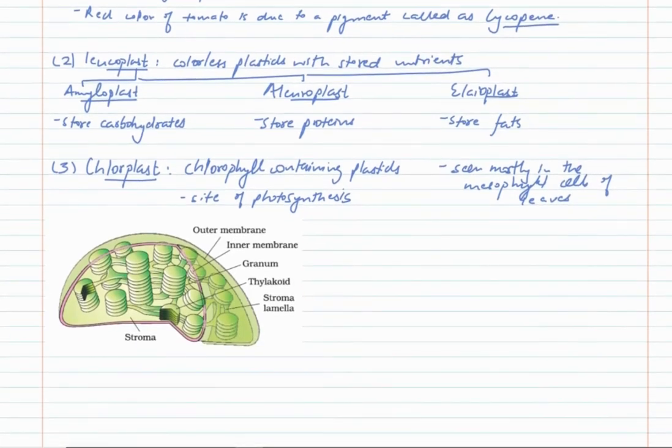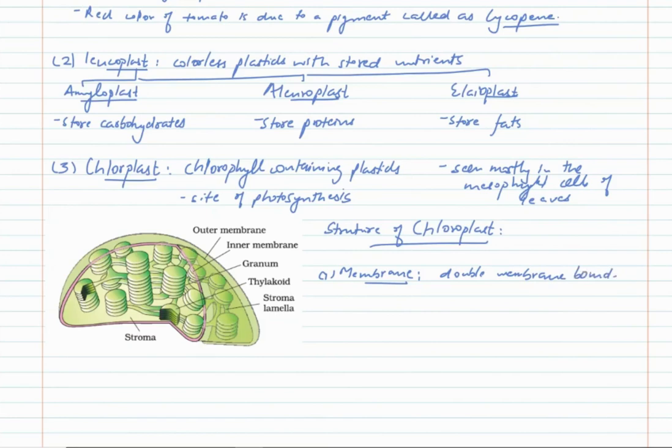Talking about the structure of chloroplast, first of all, there is a membrane which is a double membrane, and unlike mitochondria, the membrane, both inner and outer, are continuous and are not thrown into folds. The space limited by the inner membrane is called as stroma.